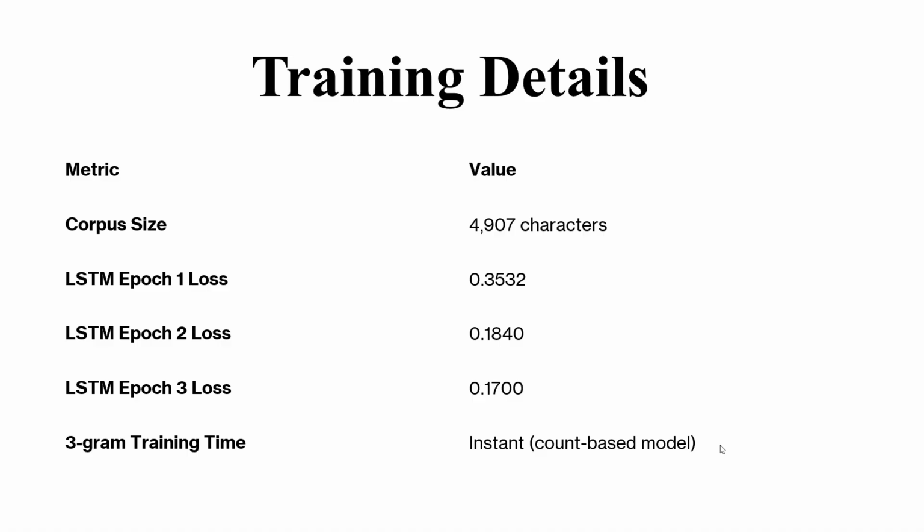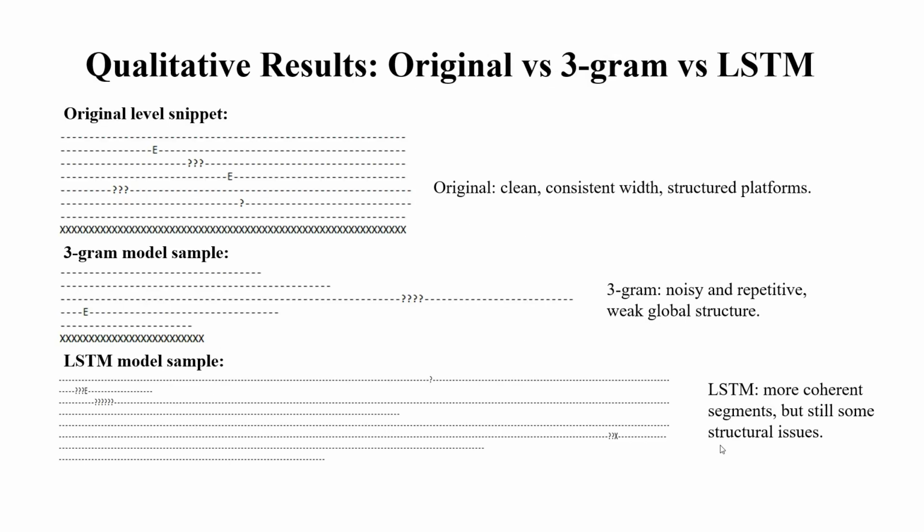The 3-gram model is just based on counting patterns, so it trains almost instantly compared to the neural network. This slide shows qualitative results, what the levels actually look like.